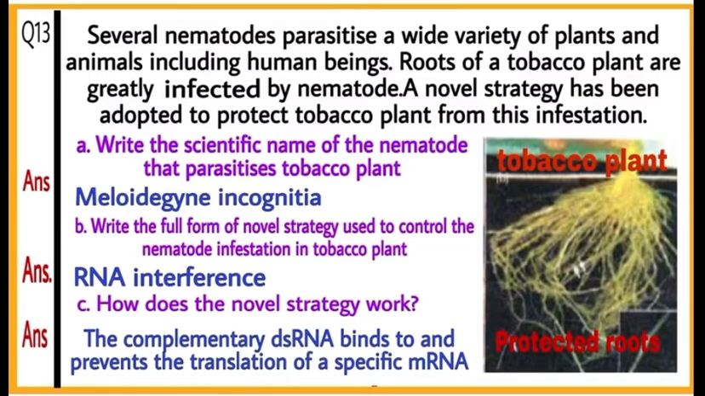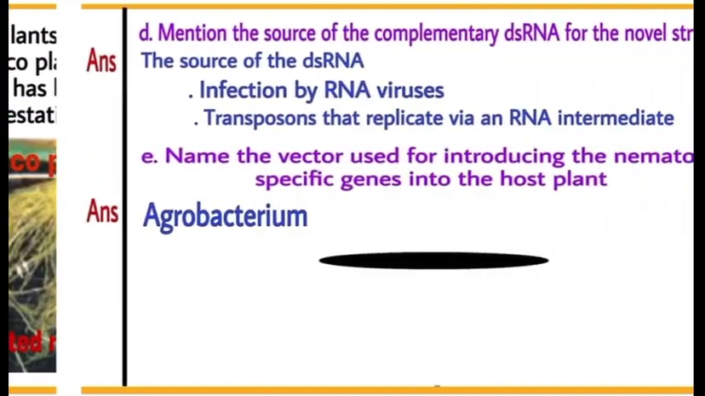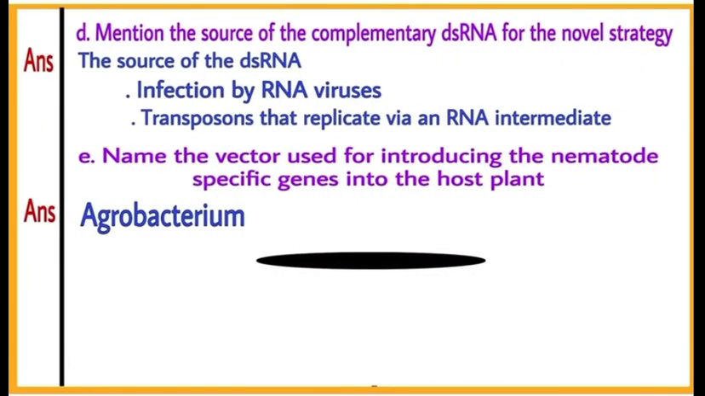In this technique, the complementary double-stranded RNA binds to and prevents the translation of a specific messenger RNA. Basically, इस टेक्निक में कॉम्प्लीमेंट्री डबल स्ट्रैंडेड आरएनए एक स्पेसिफिक मैसेंजर आरएनए के ट्रांसलेशन को होने से रोक देता है. As a result nematode is unable to survive. Part D of the question. Mention the source of the complementary double-stranded RNA for the novel strategy.